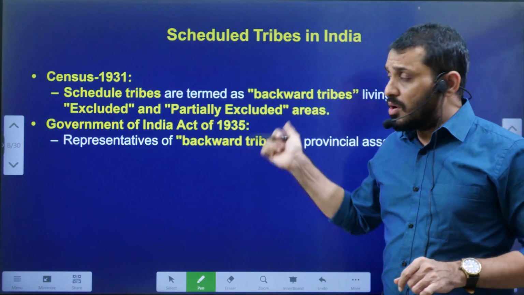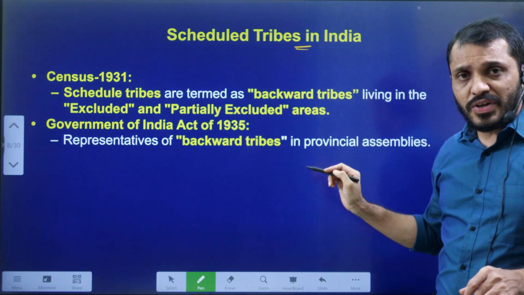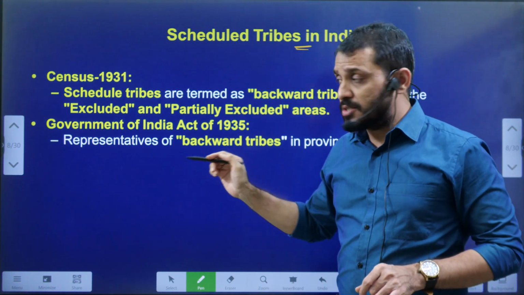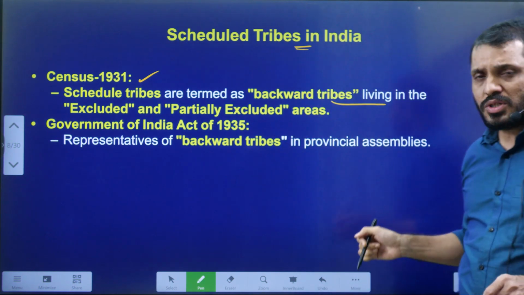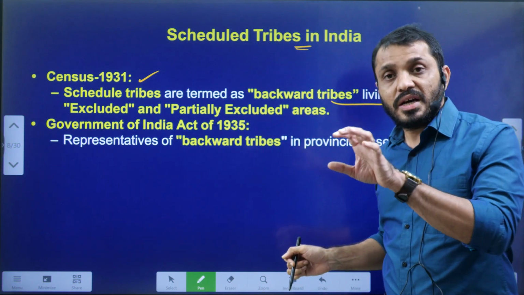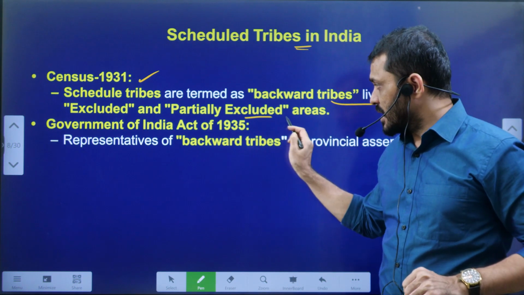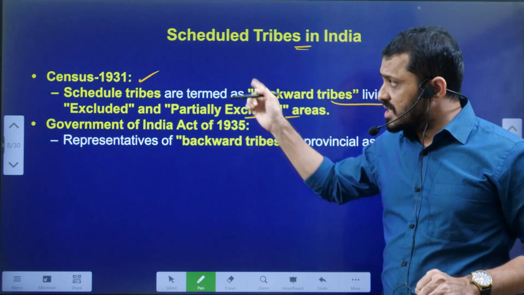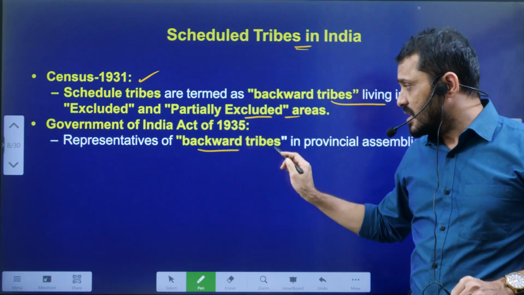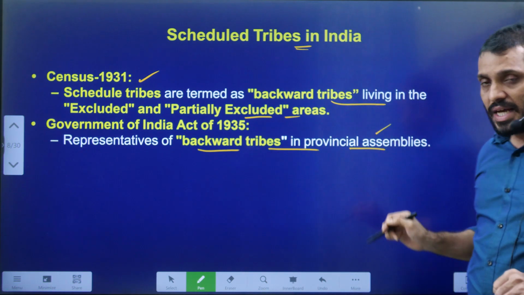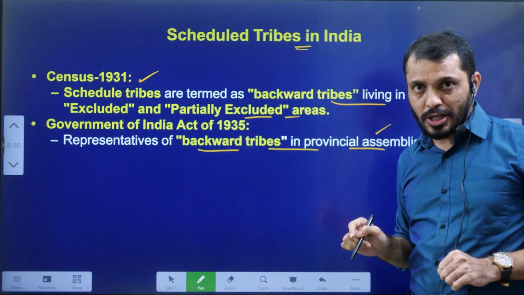According to the Government of India, scheduled tribes in the 1931 census were mentioned as backward tribes who are living in some of the excluded provinces, or excluded areas. The same definition was carried in the Government of India Act 1935, where they were represented as backward tribes in provincial assemblies. Backward tribes, they called them.